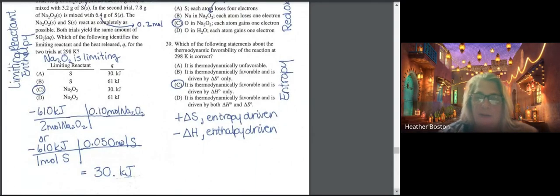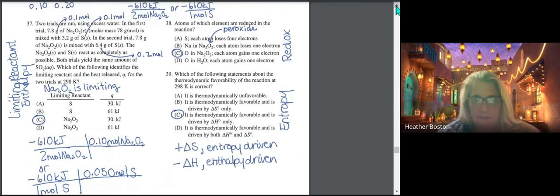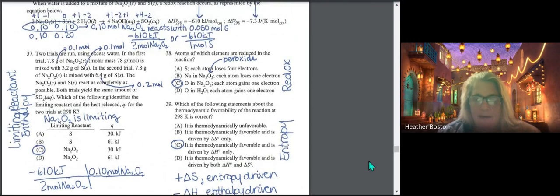You just have to remember, if you did a little ICE chart, that we're going to use all of the 0.1 moles of Na2O2, but you're only going to use half of the amount of sulfur. So either way, you're going to get 30 kilojoules. So sodium peroxide goes to sodium hydroxide. So in sodium peroxide, sodium has a +1 and oxygen has a -1. And then on the other side, oxygen has a -2.